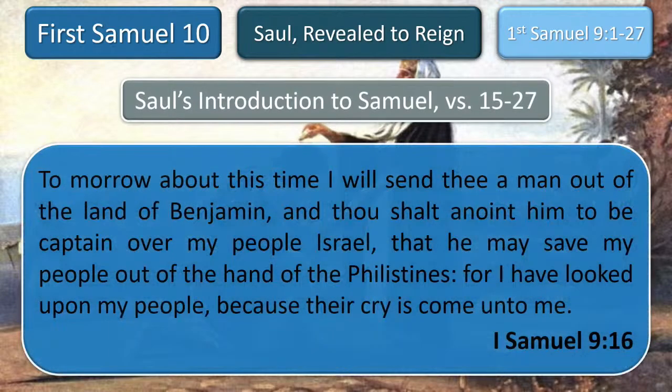What does he tell him? He says, tomorrow about this time I will send thee a man out of the land of Benjamin, and thou shalt anoint him to be captain over my people Israel, that he may save my people out of the hand of the Philistines. For I have looked upon my people, because their cry has come unto me.